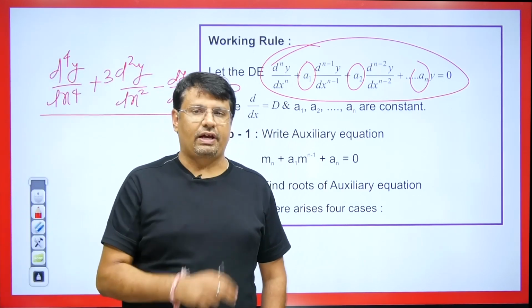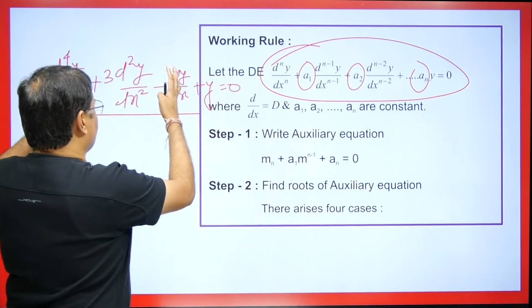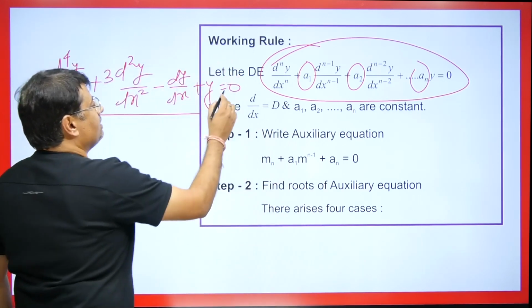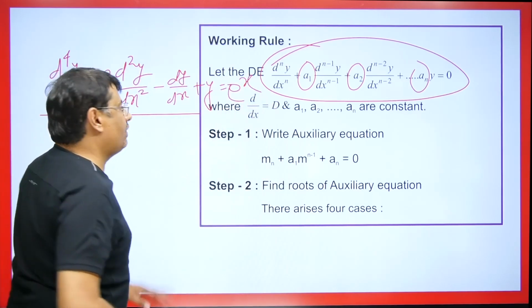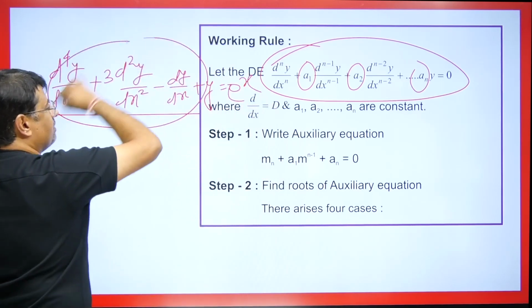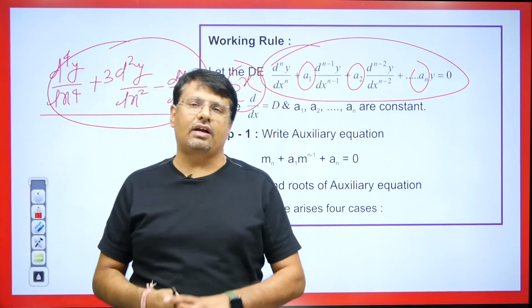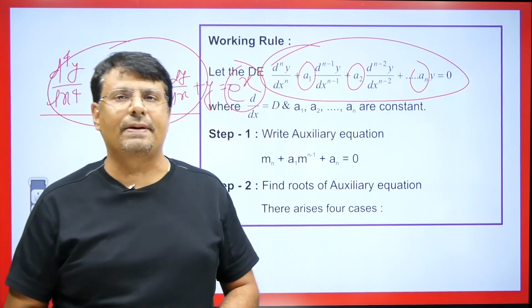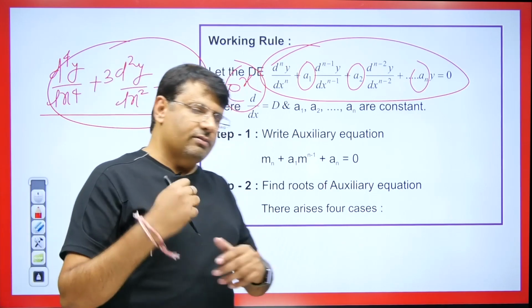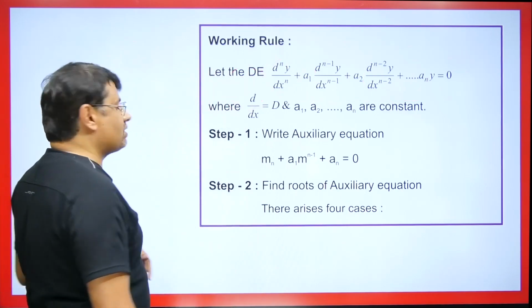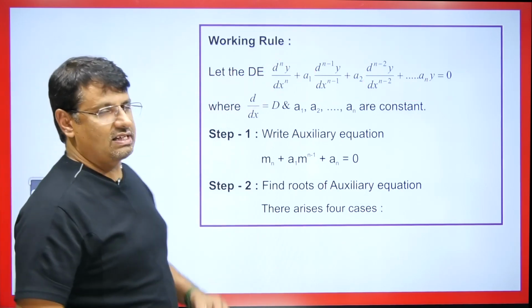Now students, the answer of this part is the CF. Now let's say e to the power x is given here. CF is the answer of this part. What will be the answer we get from this part? It will be PI. Then the final answer we will get will be CF plus PI. First of all, I'll explain what CF means, with an example.